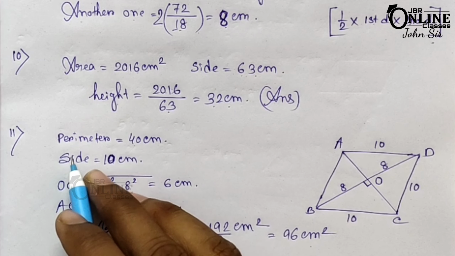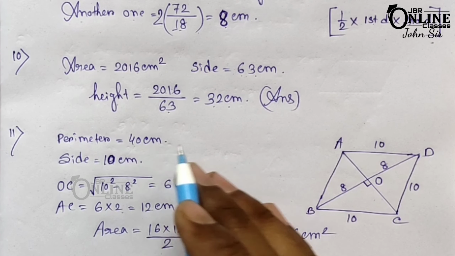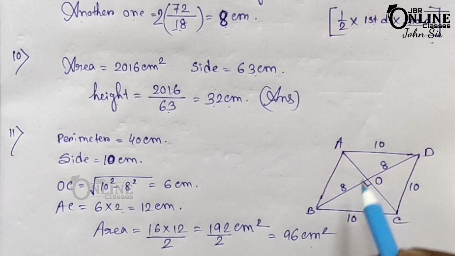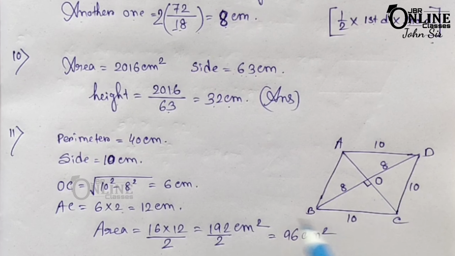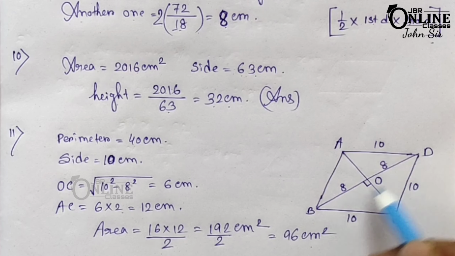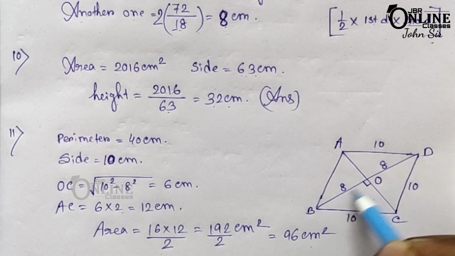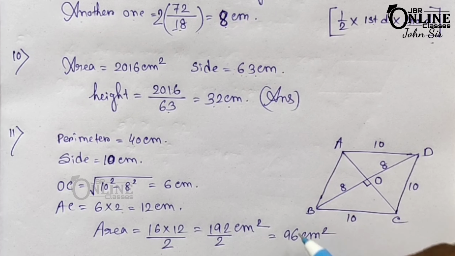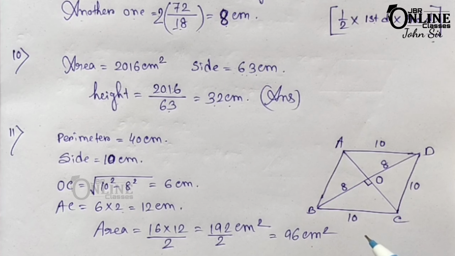So here sum number 11, it says that the perimeter of a rhombus is 40 centimeter. So perimeter of this rhombus equals 40. The length of one of its diagonals equals 16 centimeter. Suppose here BD is the one diagonal and the length of BD equals 16. Find its area. So here first you have to apply the properties of a rhombus.